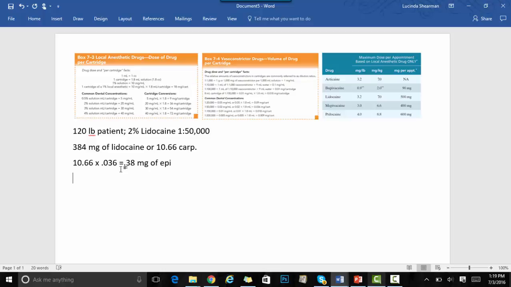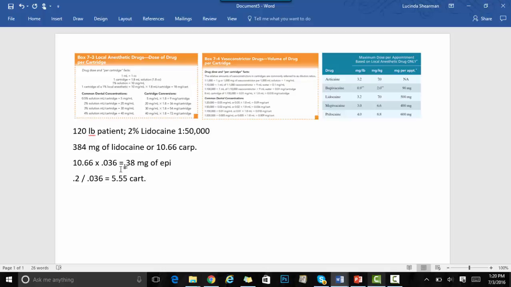So how many carpules can this patient have based on epinephrine alone? If each carpule of lidocaine, 1 to 50,000, has 0.036 milligrams of vasoconstrictor in it, and the maximum MRD for any healthy patient is 0.2, then we figure out how many carpules that is by 0.2, being the total anyone can have, divided by 0.036, the amount per cartridge, and then that equals 5.55 cartridges.